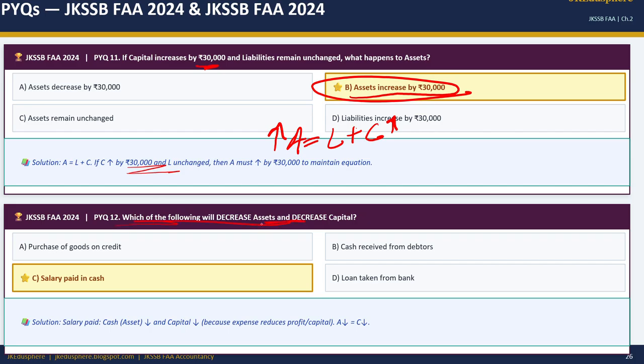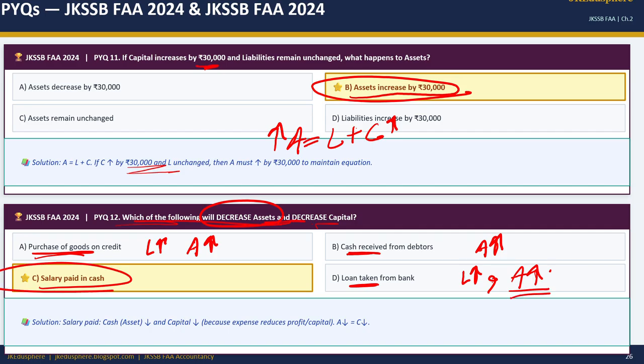Which of the following decreases asset and decreases capital? Purchase of goods on credit: increase in liability, asset will also increase. So we need to see a decrease in asset. Cash received from debtor: asset will increase. Loan taken: liability will increase, but assets will also increase as we are getting cash. Salary paid in cash will decrease asset and capital.